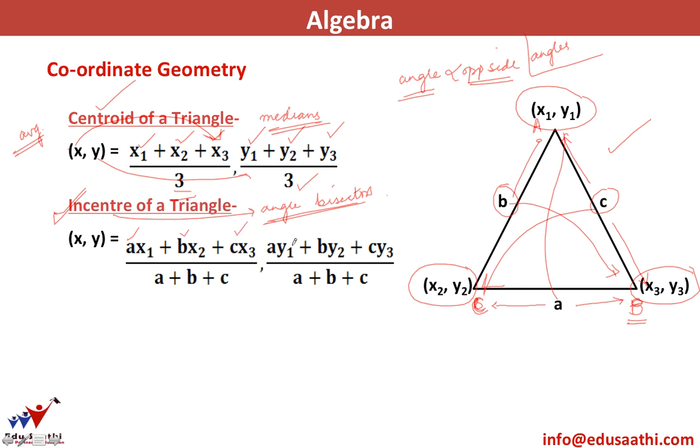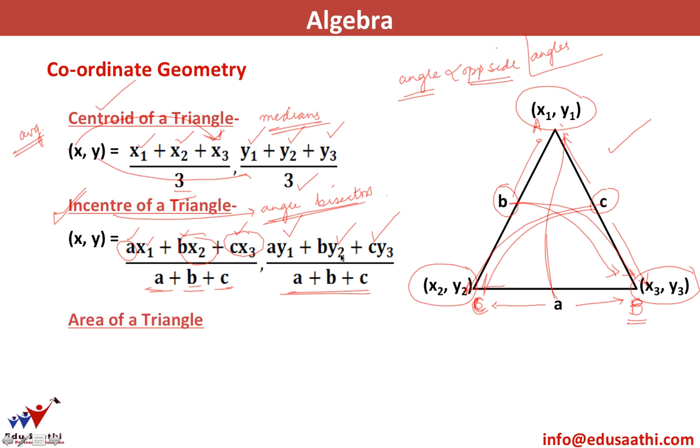Small a, b and c refer to side lengths. Each side length will be multiplied with the opposite vertex. So a would be multiplied with x1, b would be multiplied with x2, and c would be multiplied with x3, all over a plus b plus c. What you are just doing is multiplying each side length with the opposite vertex. Maybe the vertices here are not labeled as in the formula, so you just have to multiply each side with its opposite vertex, divided by a plus b plus c. Similarly, a y1 plus b y2 plus c y3 over a plus b plus c would give you the y coordinate for the incenter of the triangle.